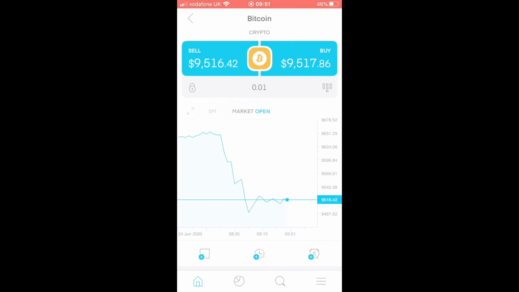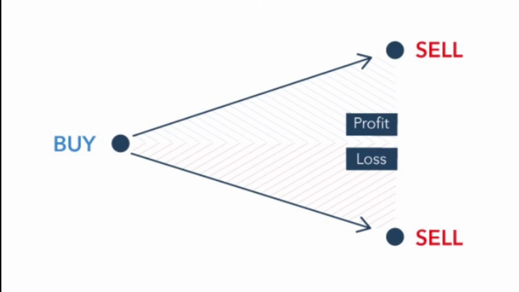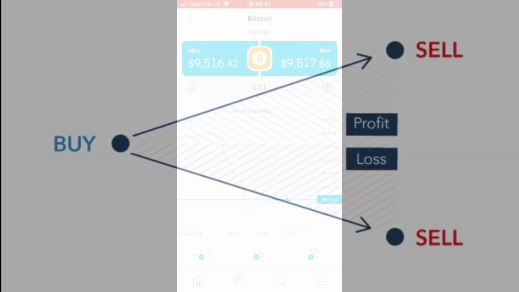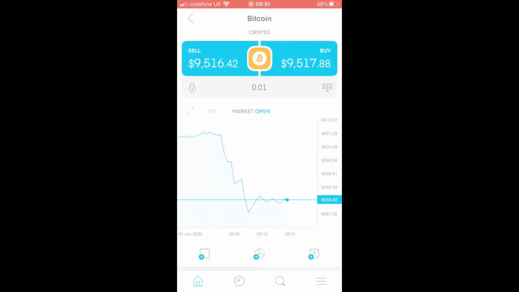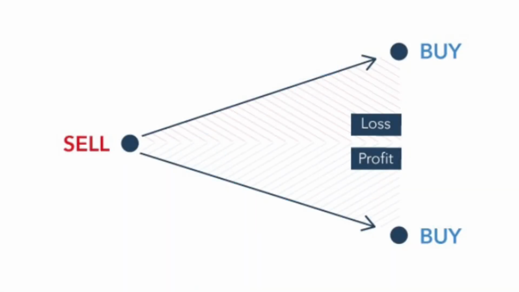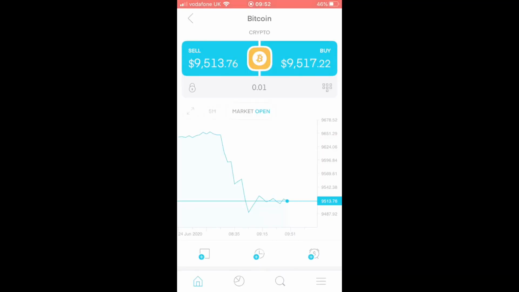So if you did buy into Bitcoin and the value increased before you sold, you would make a profit. However, if you bought into the same product and the value decreased before you sold, you would obviously make a loss. On the other hand, if you decided to sell the product or go short, you would initially sell into Bitcoin. This is essentially saying that you expect the price of Bitcoin to fall. Therefore, by initially selling the product, if the price of Bitcoin fell before you closed a position or bought back into the market, you would make a profit. Whereas if the value of Bitcoin increased before you closed your position, you would lose money.